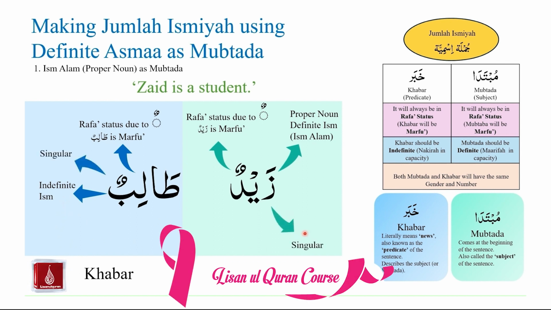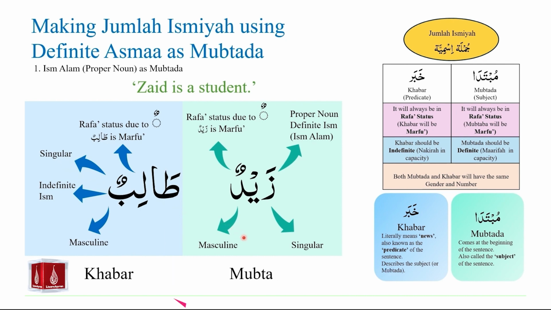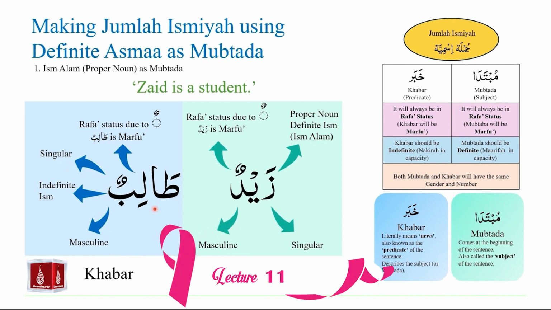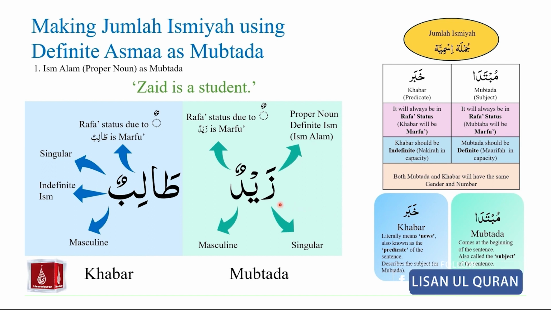Zaidun is singular in number. Talibun is singular in number. Zaidun is masculine in gender. Talibun is masculine in gender. So we meet criteria number 3 as well, which is that both mubtada and khabar should be the same when it comes to number and gender.